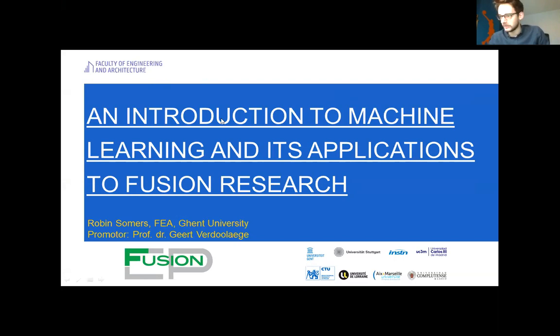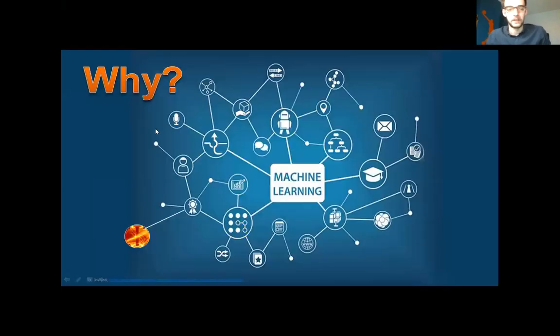So, to start, a short motivation of why we are giving this talk. Why is this related to fusion? Why is this in the Fusion EP talks? First of all, machine learning is something very broad. You can see this picture right here, a lot of different applications, different domains. I'll get into them later in the presentation.